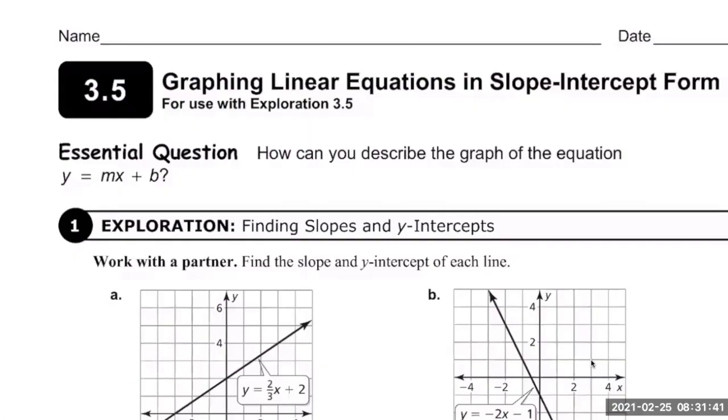Hello everyone. Today we're going to go through section 3.5, going through the notes about finding slopes and y-intercepts. So we are on page 79 in your student journal. These notes are going to be rather brief, straight to the point, as this information should be already in your brain. We're just taking it a little further today.